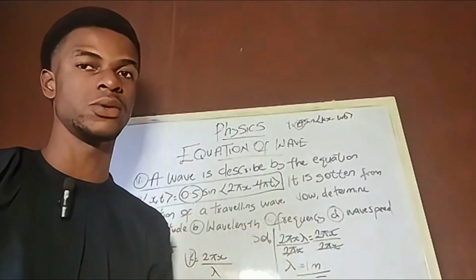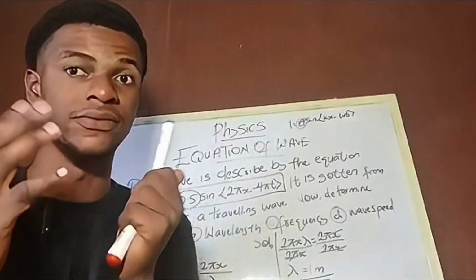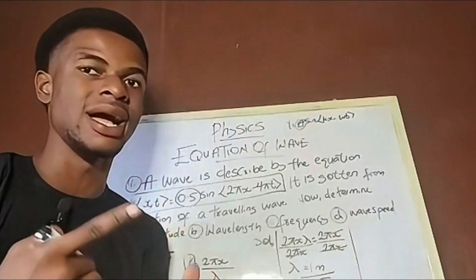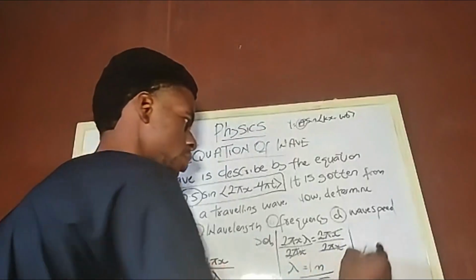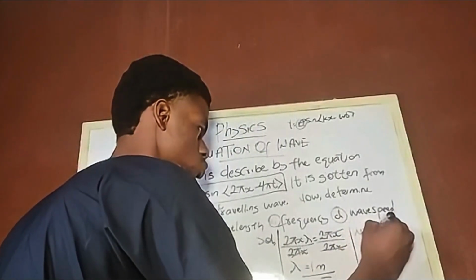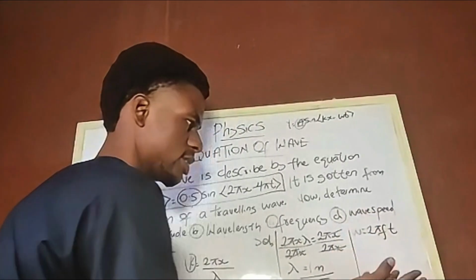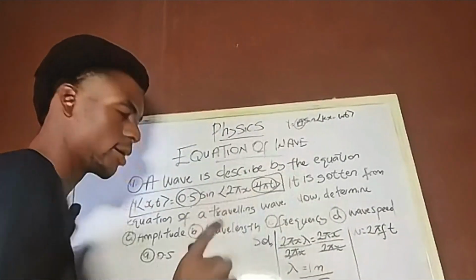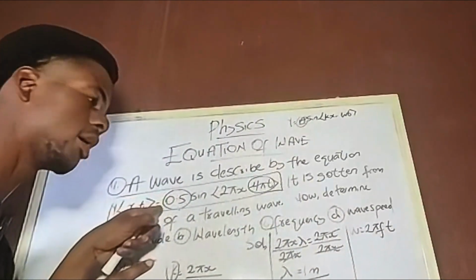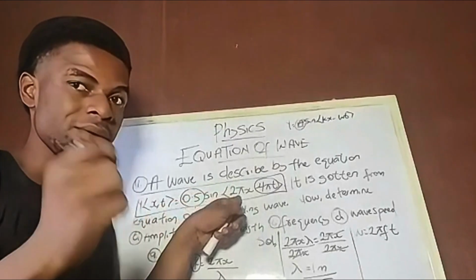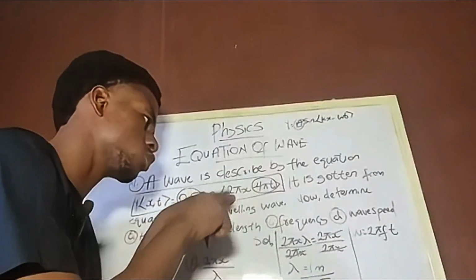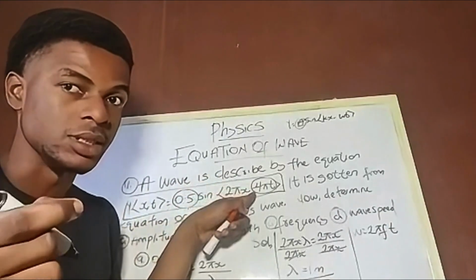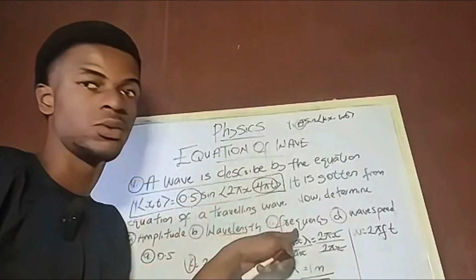The next one is the frequency. How do we get the frequency? In order to get the frequency, we make use of the angular speed formula, w = 2πf. Is the w given to us? Yes, this is it. Remember, this one is the amplitude. This is your wave constant, which we used to get the wavelength. And this one is your angular speed, and I'm going to use this to get the frequency.